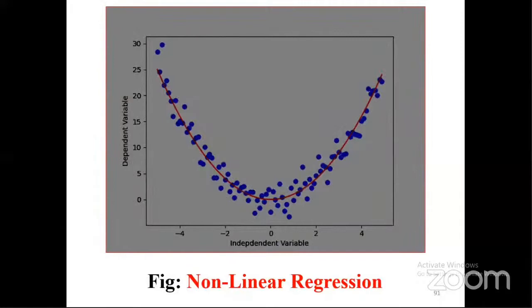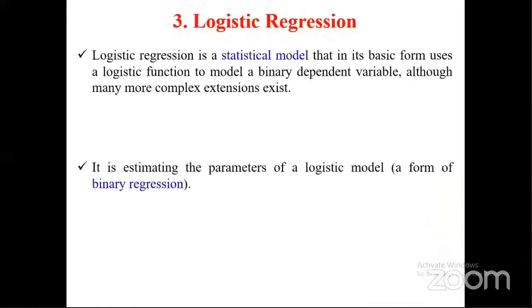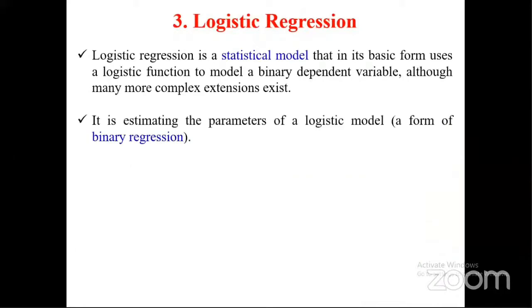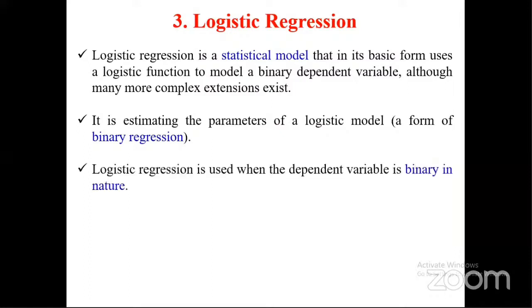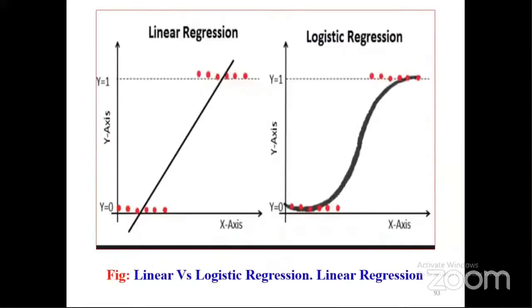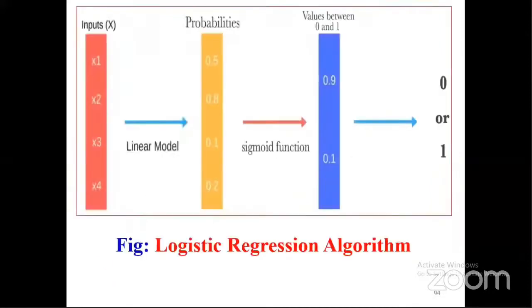Again, I am going to execute one more in a command prompt, logistic regression. Logistic regression is a statistical model that in its basic form uses a logistic function to model a binary dependent variable, although many more complex extensions exist. This is the formula we have used in logistic, the difference between linear regression and logistic regression. And the logistic regression algorithm finally derives 0 or 1.